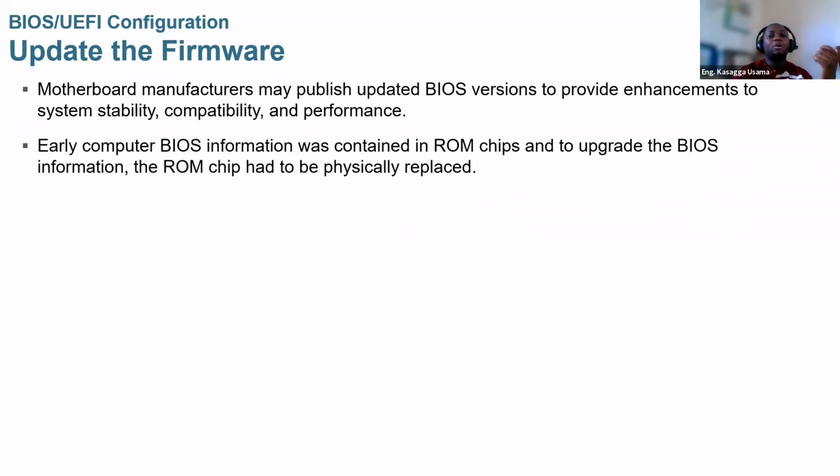In the earlier computers, you'll find that our computer BIOS information was controlled in a ROM chip, and to upgrade the BIOS information, the chip had to be physically replaced, which nowadays is not the case. You just go through Windows and then update the firmware. That's why you always see updates. Before, you were supposed to buy a new ROM, which was very expensive.